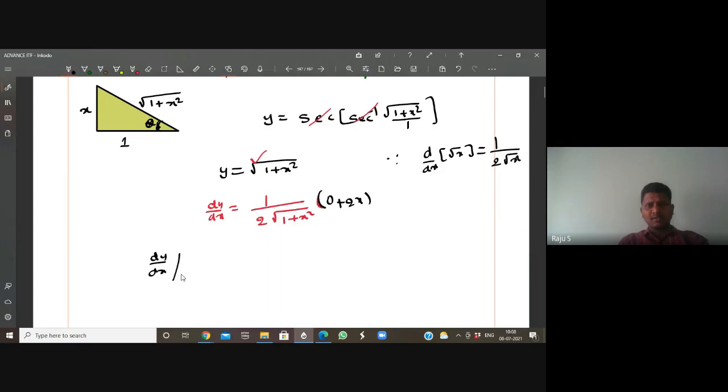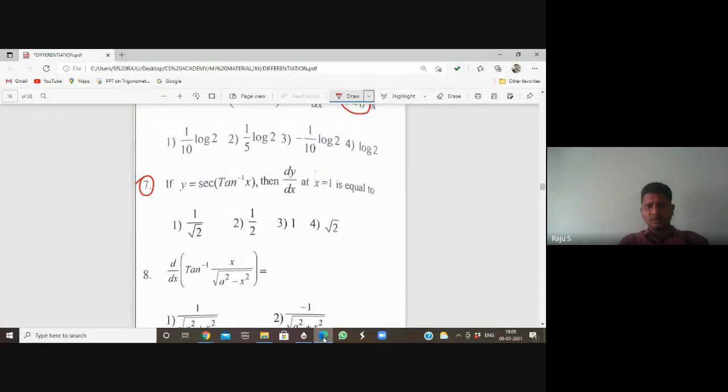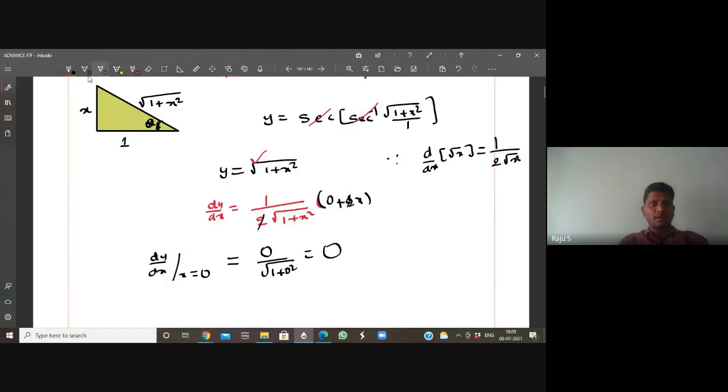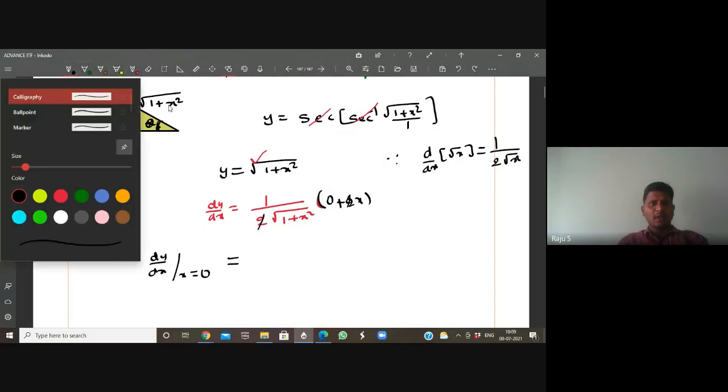Now substitute in place of x 0. In place of x 0, 2 times 0 to get cancelled. What is the answer? 0 by something, 0. Is there any 0? No. So they are asking at x is equal to 1. Oh, sorry, sorry, sorry. I thought x is equal to 0. So x is equal to 1, substitute here. You will get the answer.